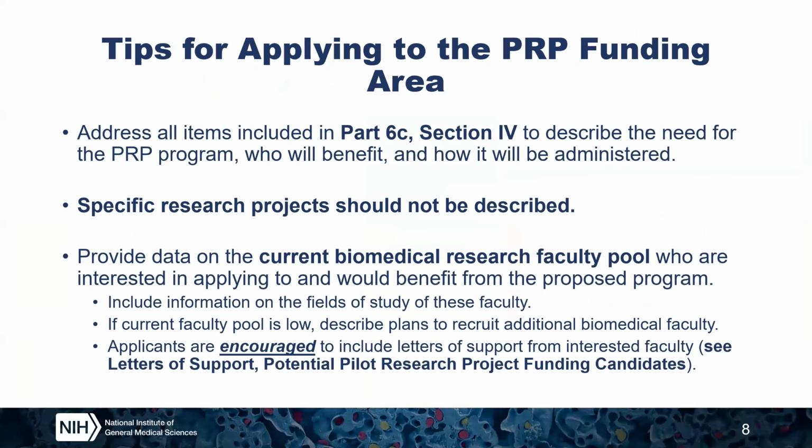Now, let's get into some tips for applying to the PRP funding area. So first, please make sure to review and address all items included in Part 6C under Section 4 in the NOFO. These items will allow you to provide information on the need for the pilot research project program, who will benefit, and how it will be administered. For example, the process for solicitation, submission, review, and selection of the pilot research projects. Please remember that specific research projects should not be described. All of this information will be provided to NIH during the post-award process if your BRE-SPAD application is funded.